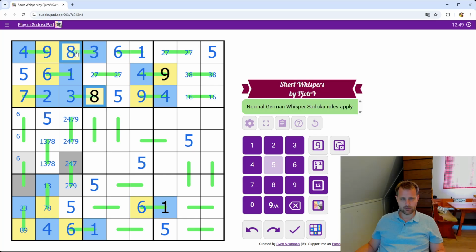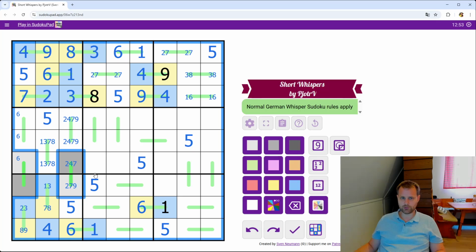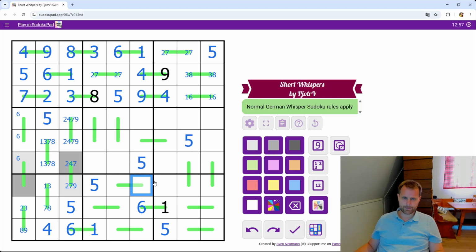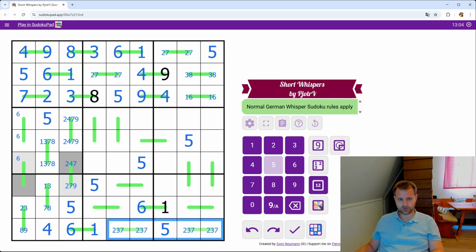I'm removing all the colors except for these ones. And these are from 2, 3, 7, 8 and 9. And it means that the 2 must be together with the 7 and the 3 with either the 8 or the 9, and the other 8 or 9 is in here.